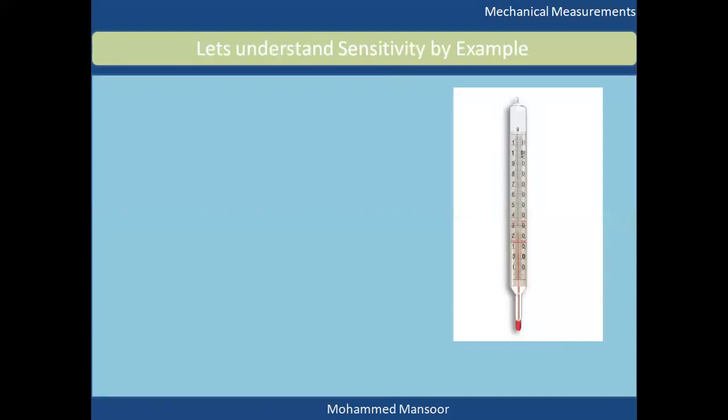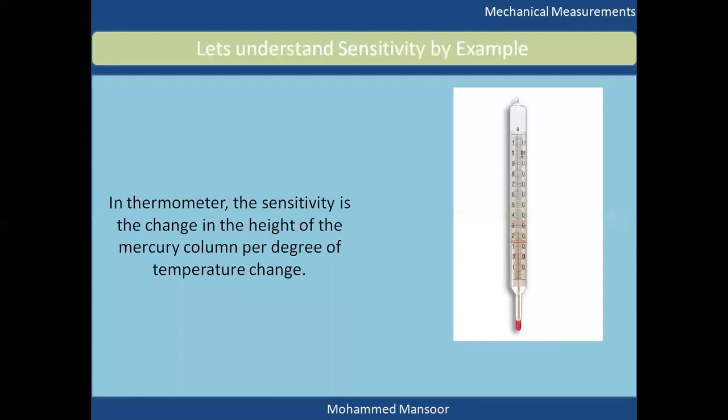Let us take an example. The figure shows the thermometer. Here, the sensitivity of the thermometer can be considered as the change in the height of the mercury column per degree of temperature change. For 1 degree of temperature change, what is the change in the height of the mercury column? That can be said as the sensitivity of the thermometer here.